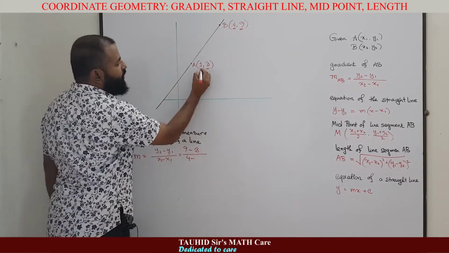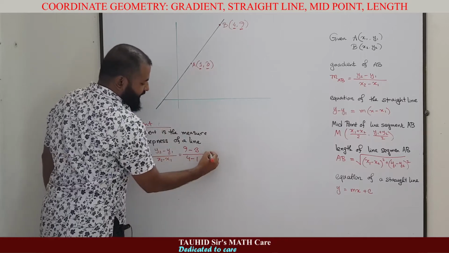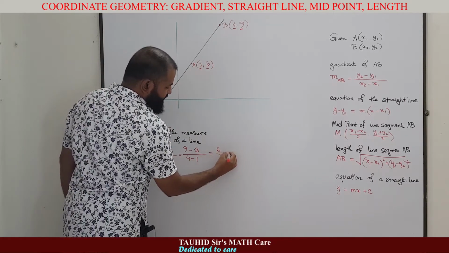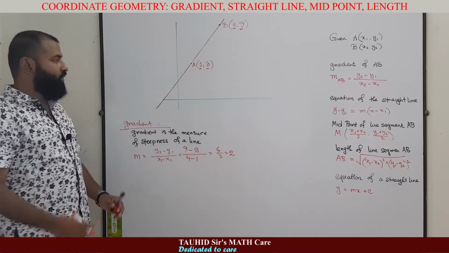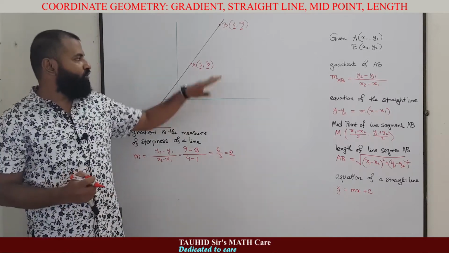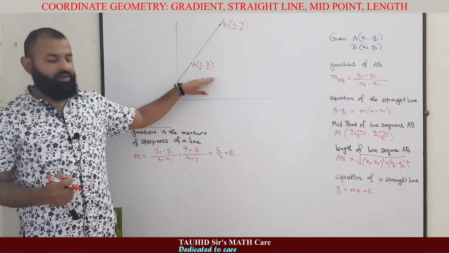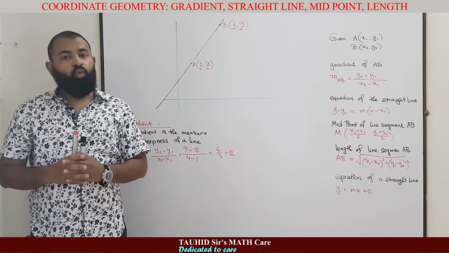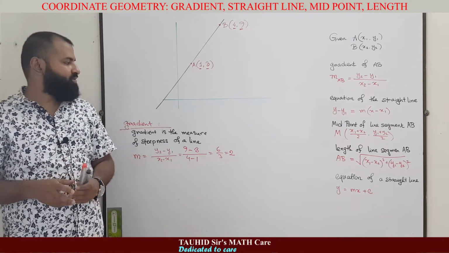What is the value of x1? This is 1. That means 6 divided by 3 is 2. So we found the gradient of this straight line is 2. Now what is the equation of this straight line?